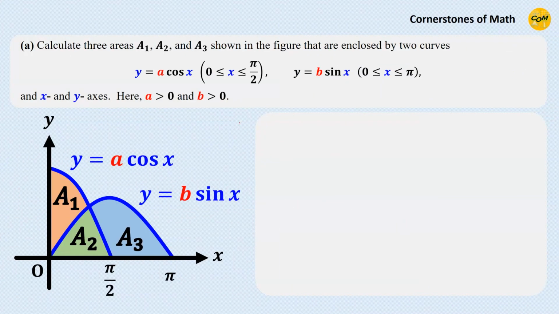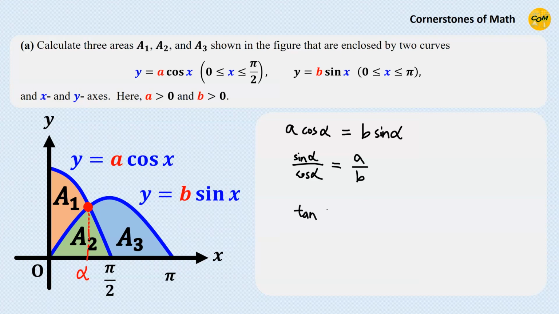In order to calculate the area, the first thing we need is the x-coordinate where two curves intersect. Suppose that two curves intersect at x equals alpha. Then from a cosine alpha equals b sine alpha, we have sine alpha divided by cosine alpha equals a divided by b. So we have tangent alpha equals a over b. So alpha is whatever value between 0 and pi over 2 that satisfies tangent alpha equals a over b.